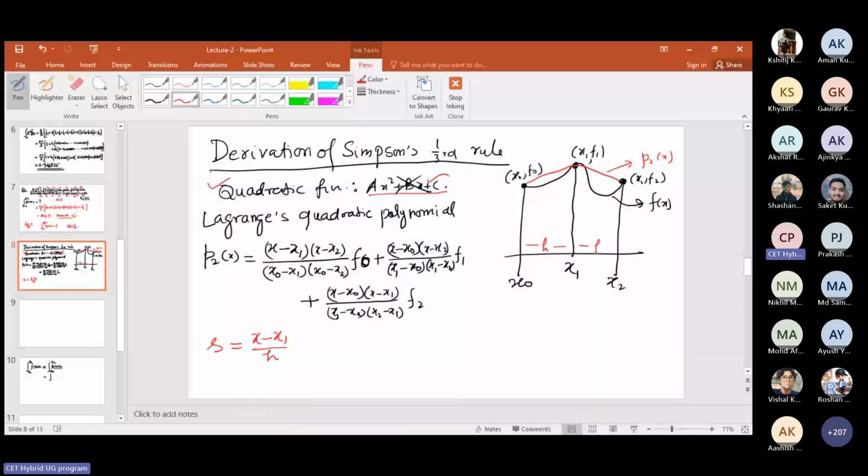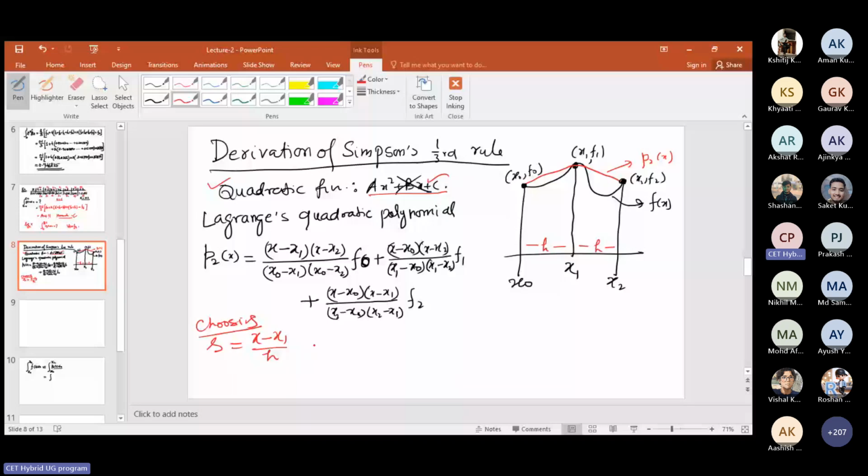s equals (x minus x1) by h. Notice this is my choice. Why am I choosing it? Because I want to integrate. Otherwise, I won't be able to integrate. So I am choosing this s equals (x minus x1) by h. Moreover, here x1 and h are fixed. That means the variable is s.